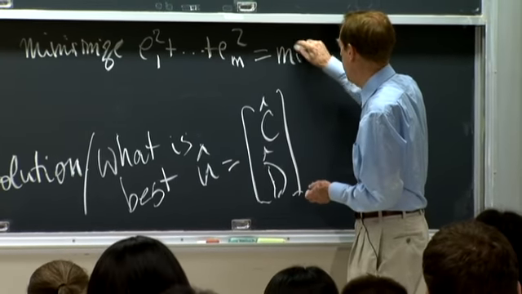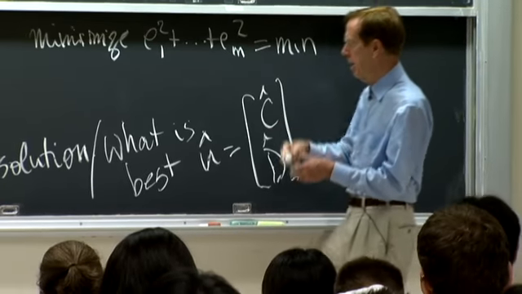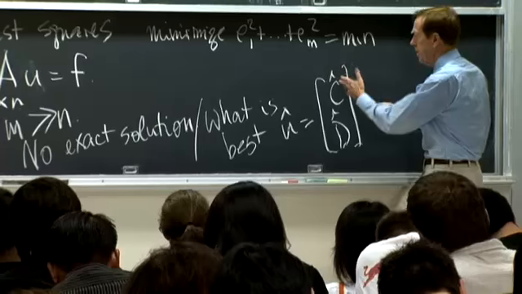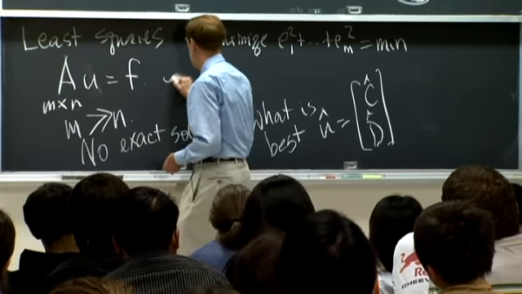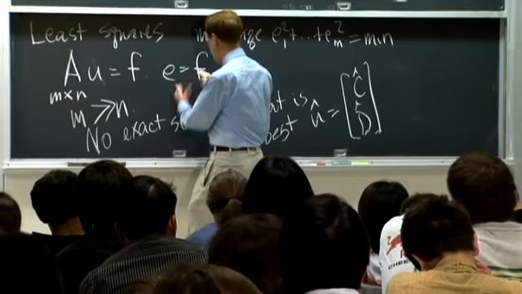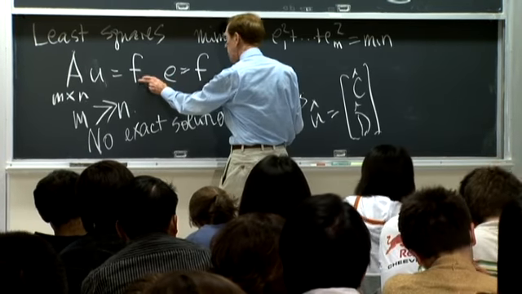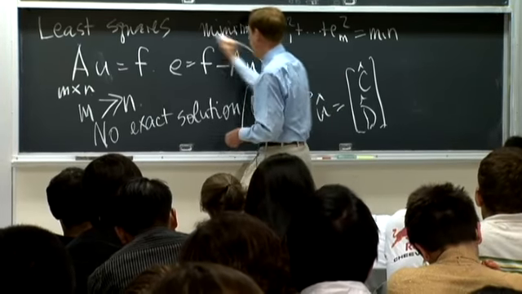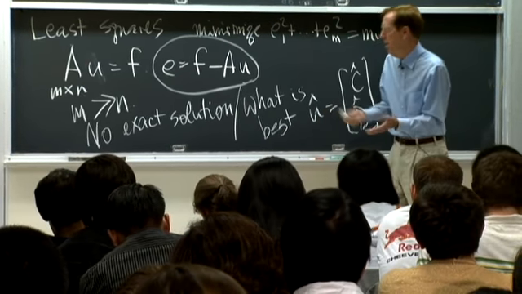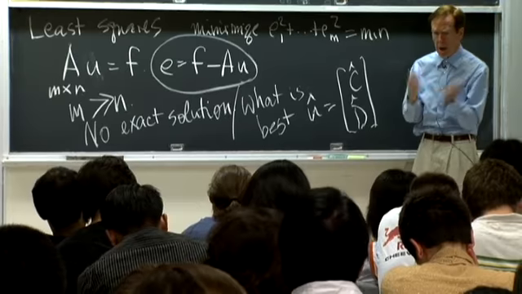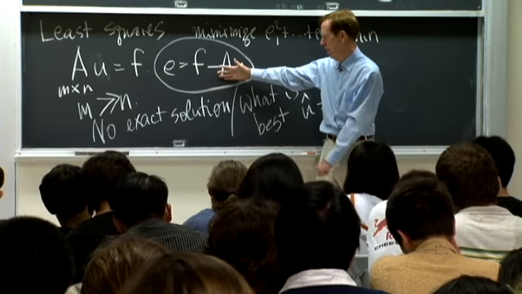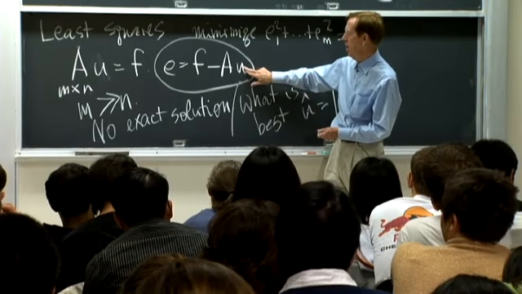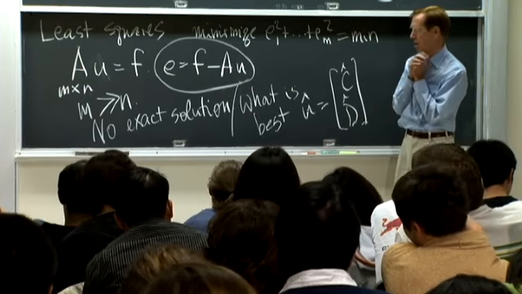Let me begin to write this in matrix form. I want to bring in the matrix here. The error is the difference between the measurements and AU. So that's what I'm trying to make small. I'd love to make it 0, but I can't. I've got more equations than unknowns. There's no 2 unknowns that will make all 3 errors 0.